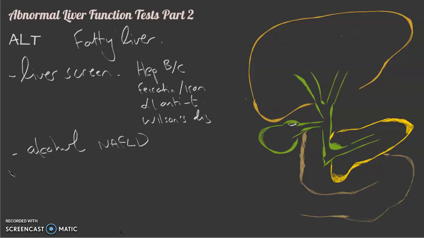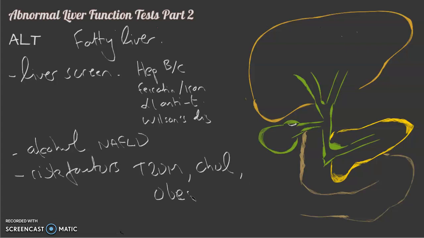Another aspect of fatty liver is risk factors. Is there anything that's increasing the risk of fatty liver? You would look at type 2 diabetes, cholesterol, and obesity. Those are the common risk factors associated with fatty liver. But you have to remember that not all people with fatty liver will be overweight. It points towards a diagnosis, but it's not going to completely give you the definitive answer.